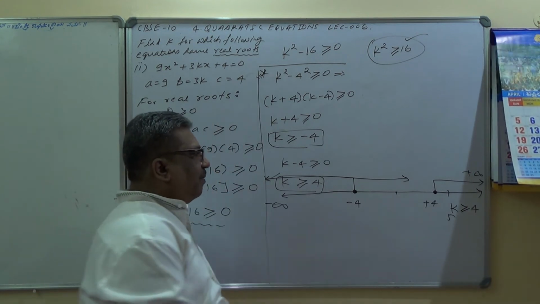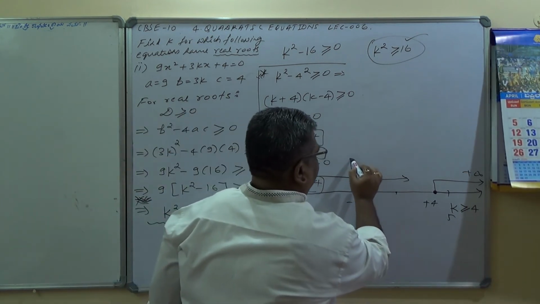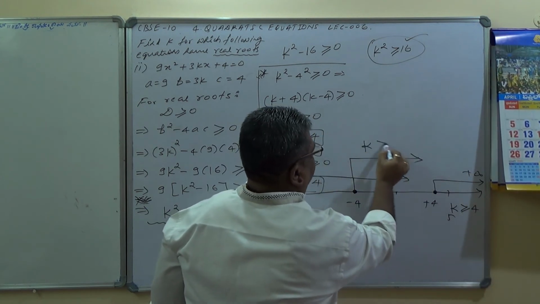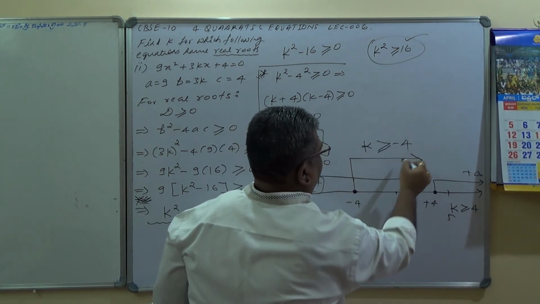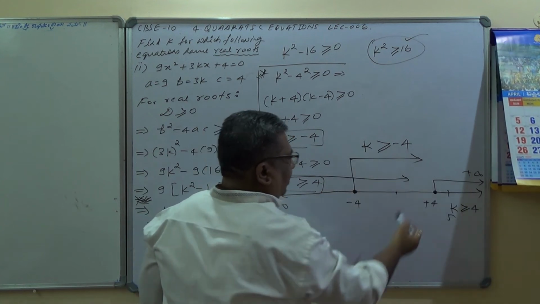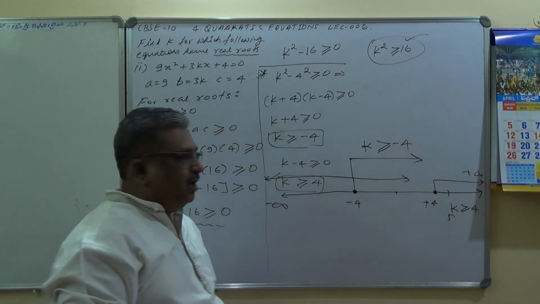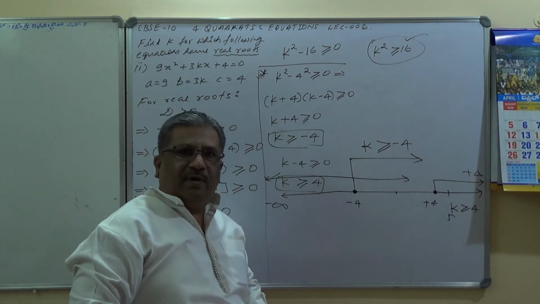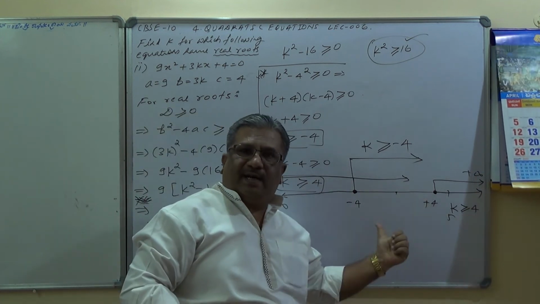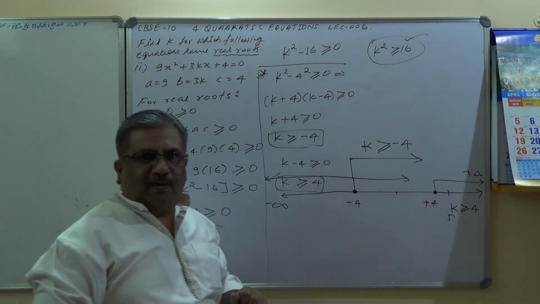Greater than minus 4 means from here to this side. K should be greater than or equal to minus 4. Is it right? This side. Correct or not? Minus 3 is greater than minus 4. All right-hand side numbers are greater than this number. Is it clear for you?